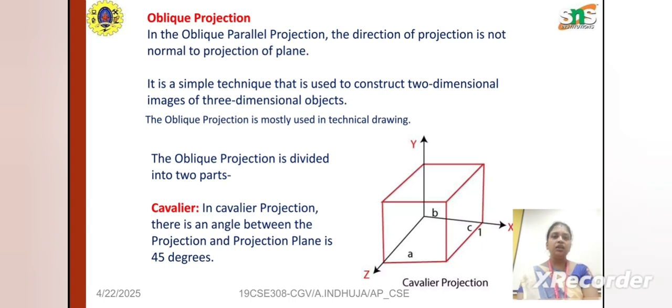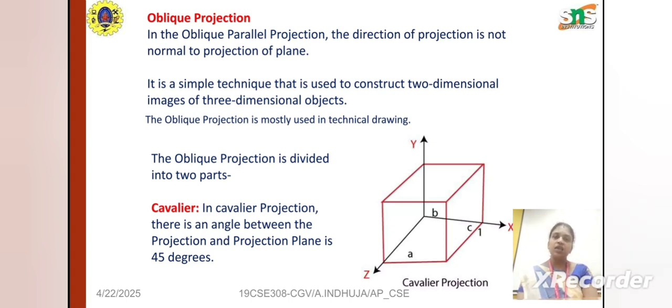It is a simple technique that is used to construct 2D images of 3D objects. Oblique projection is mostly used in technical drawings like CAD, engineering drawings, and architecture, when we want to design a building for construction. The oblique projection is divided into two parts: one is Cavalier and the other one is Cabinet.